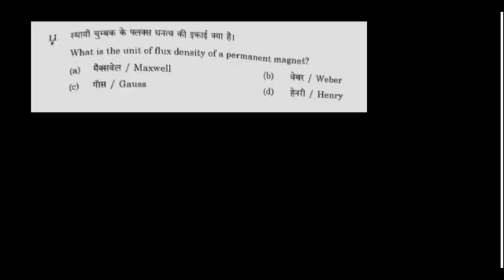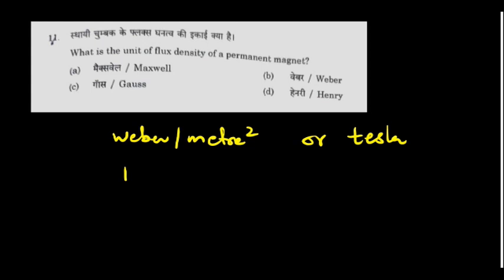Which batteries are nowadays commonly used in mobile phones? That's lithium ion. What is the unit of flux density of a permanent magnet? That is Weber per meter square. Or what is Tesla? 1 Tesla is equal to how many Gauss? 10,000 Gauss. So what is the unit here? It is Gauss.